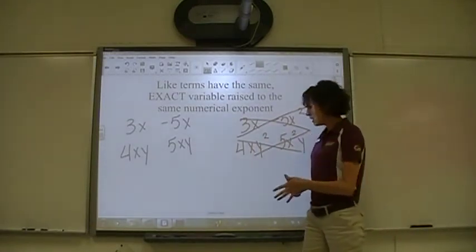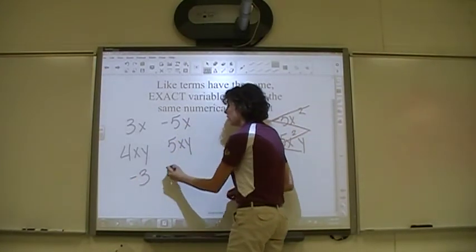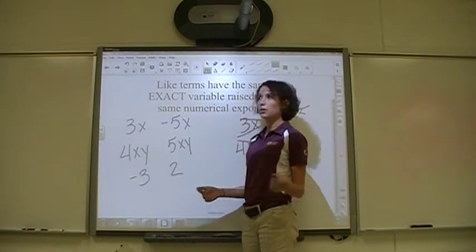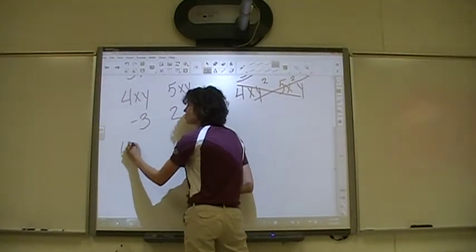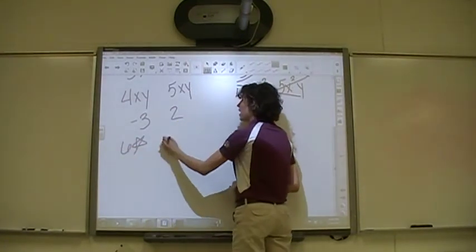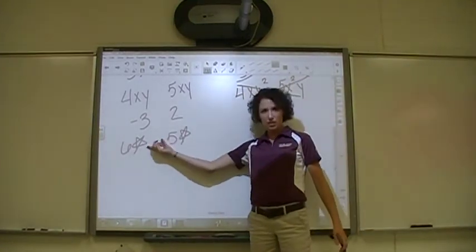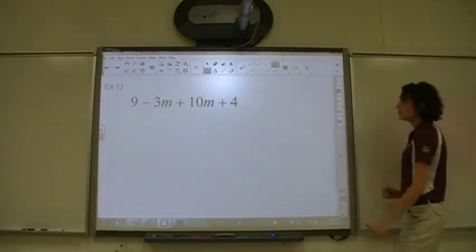If you just have constants, like negative 3 and 2, these are like terms, even though they don't have a variable with them. You could even make up something like, I don't know, 6 star and 5 star. Those would be like terms because they both have a variable that is a star. So let's get to some examples.